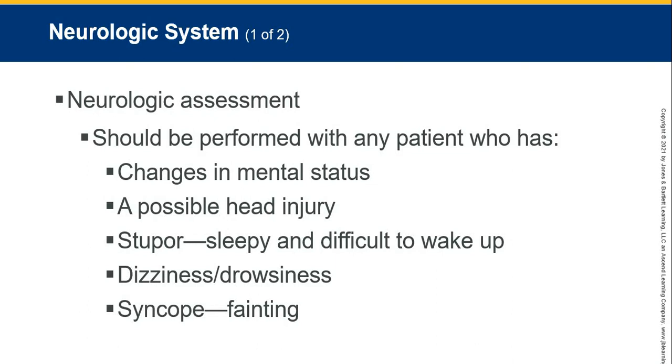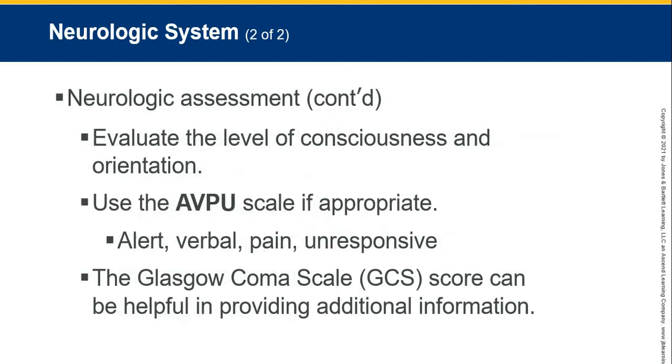But if you can wake them up a little bit by shaking them quite a bit, and they can open their eyes a little bit, that's stupor. All right, anybody that's dizzy or drowsy, including people that have alcohol intoxication. And then anybody that faints, something that we'll call syncope, and you'll have to know that term as well. Syncope means fainting or passing out.